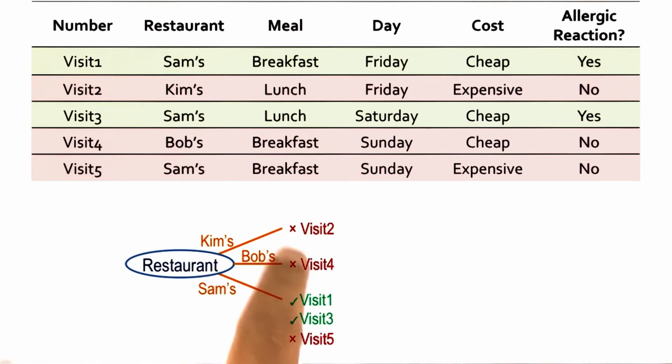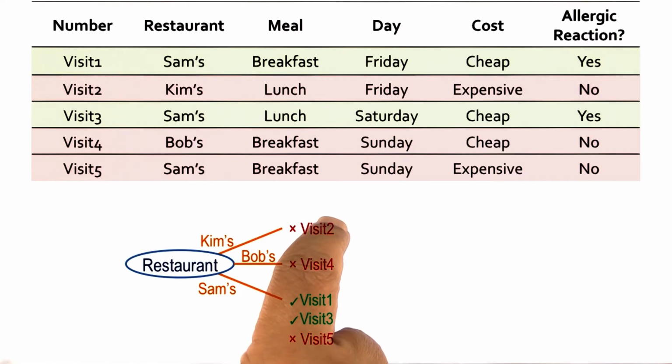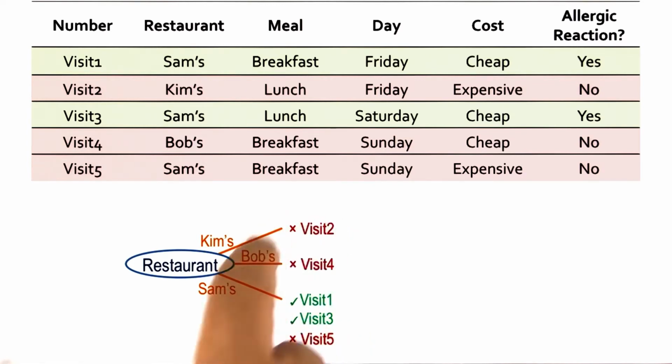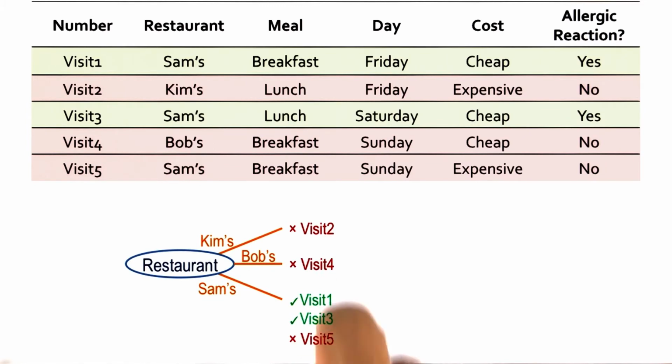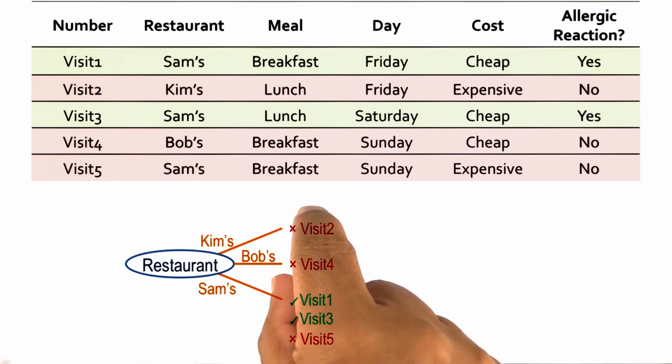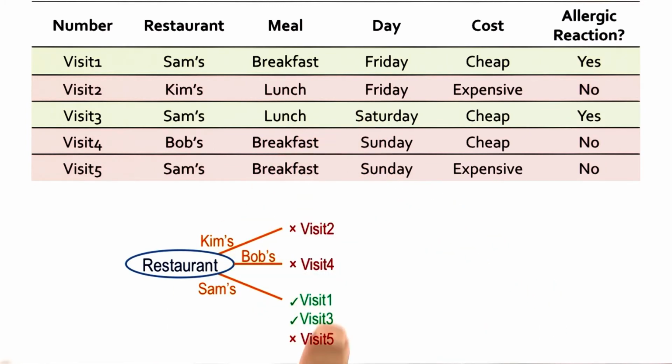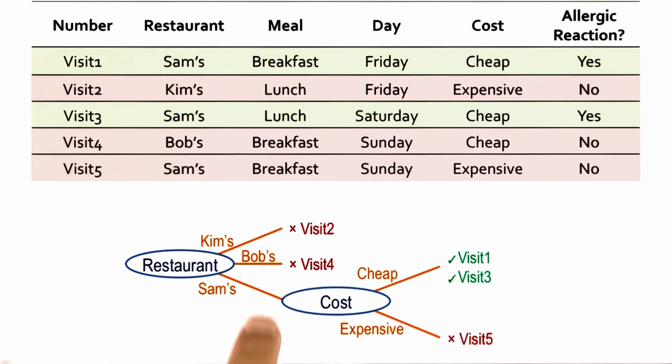The not Sam class consists of only negative reactions, which is good because we know that we have now been able to classify all of these 5 examples into 2 sets, one of which contains only negative examples. Now for these 3 examples, we must pick another feature that will separate them into positive and negative instances. In this case, we might consider cost to be that feature. When the cost is cheap, then we get positive examples. When the cost is expensive, then we get negative examples.